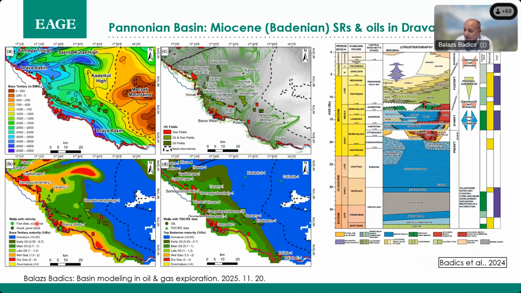And then on the lower part, you see the maturity at the lower Miocene. And then on the lower middle, you see the maturity at the top of the middle Miocene. And then you see the migration vectors calculated, and you see the proven fields.